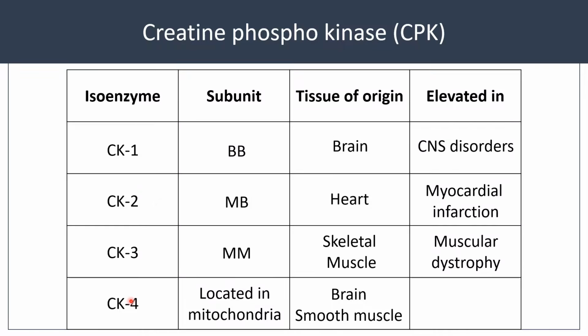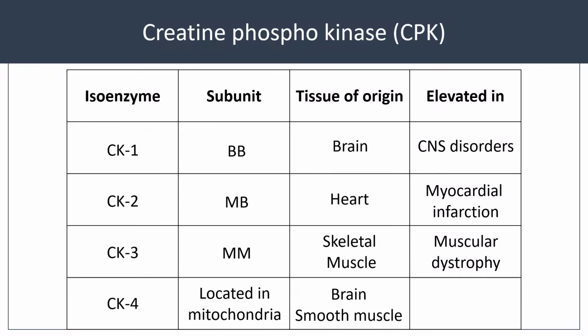So these are the different isoforms, where they are located, and in which condition they will be elevated. So in myocardial infarction, CK2, that is CKMB, will be elevated. Usually we will measure total CK, that is all creatine kinase together, total CPK or CK, and we will measure CKMB. These two concentrations will be elevated.